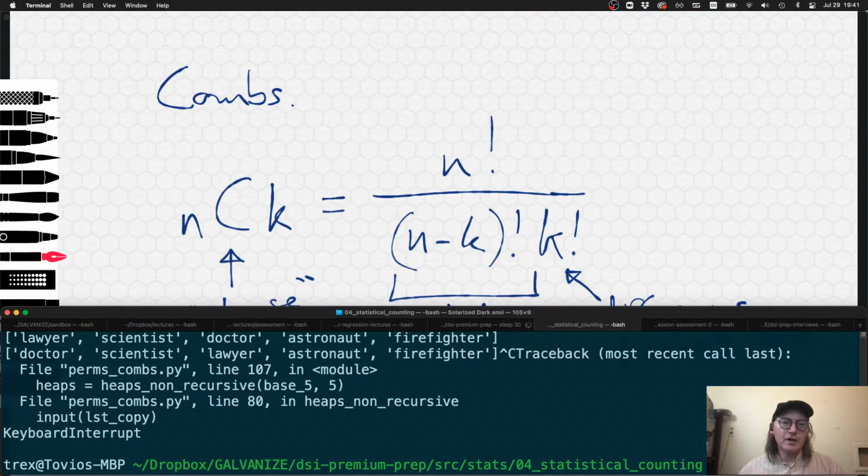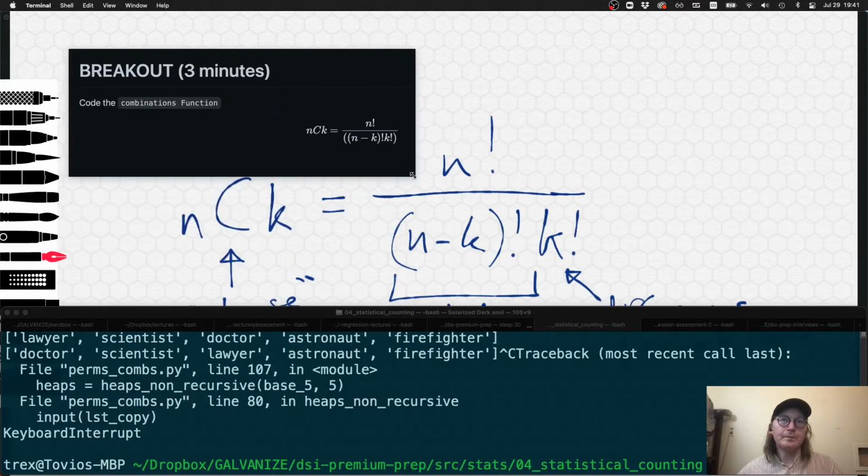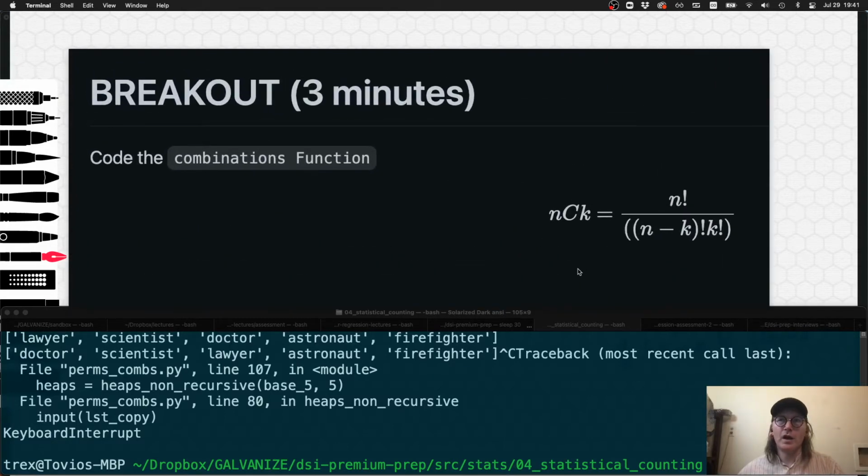There's a couple of ways that you could do this, of course. You could call out to permutations and make it a dependent function on permutations. You could try to write it in a slightly more optimal way. That's fine. Or you could just code it directly. Any one of those options is absolutely fine.